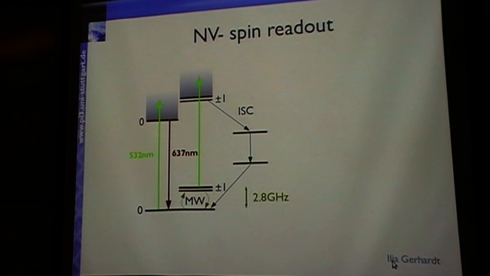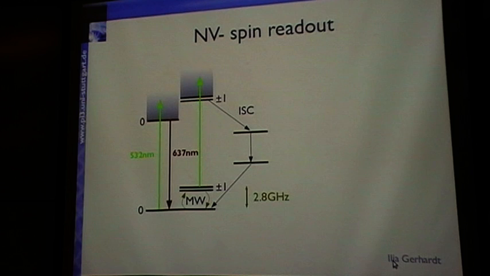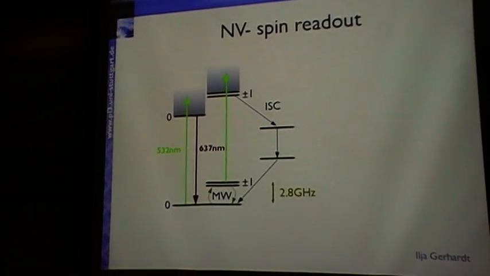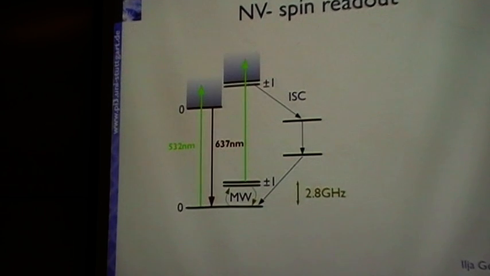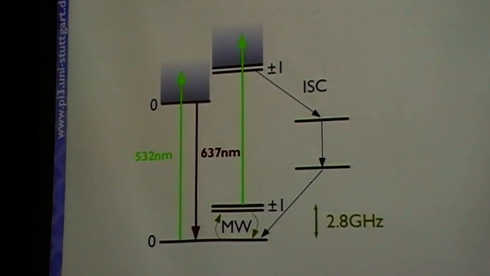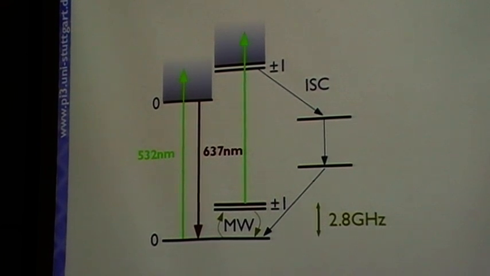So the NV has a lot of properties which are much nicer than what I have shown you so far. Basically, I was only showing you the left-hand side here. I was showing you, well, there's a ground state and there's an excited state. But the nice point is that there's a manifold of the ground state. So there's not only the spin 0, but also a plus minus 1 level.